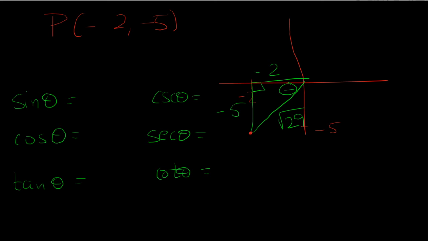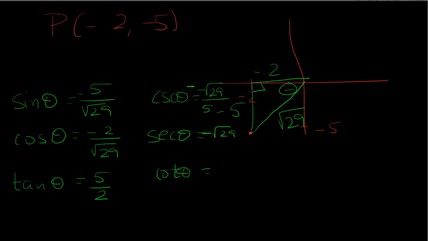Sine is opposite over hypotenuse. Cosine is adjacent over hypotenuse. Tangent is opposite over adjacent. Cosecant is just the reciprocal of sine. And then we're doing the reciprocal of cosine and tangent. Those are my answers.